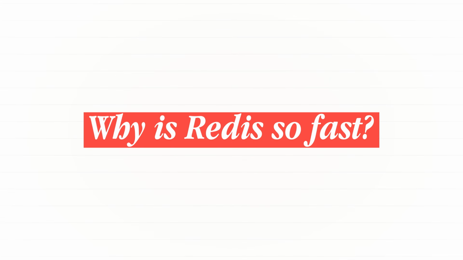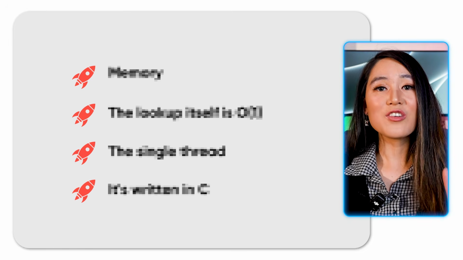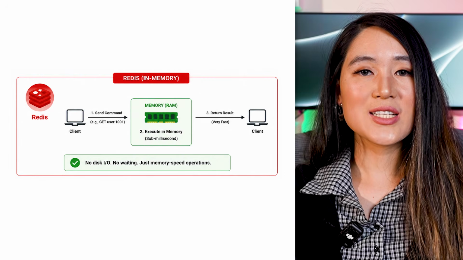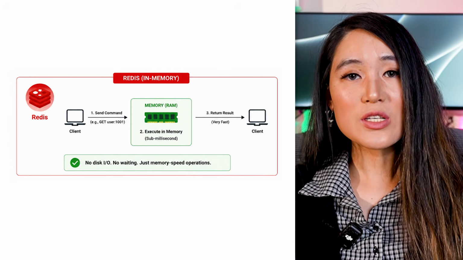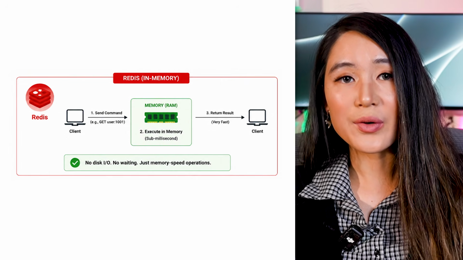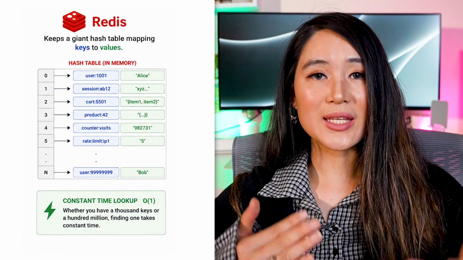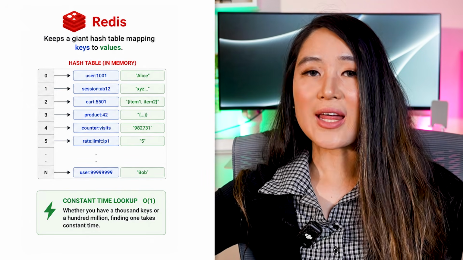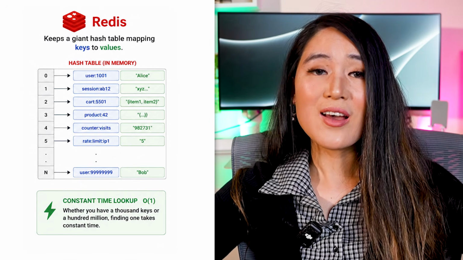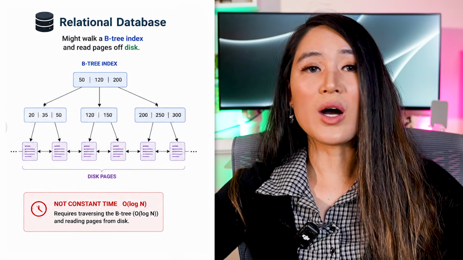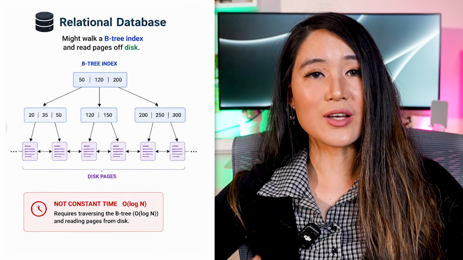Now, let's talk about why Redis is so fast. There are 4 fundamental reasons. Reason 1, memory. Obviously, every operation skips the disk entirely, so the slowest part of a typical database, I/O, just isn't there. Reason 2, the lookup itself is O of 1. Under the hood, Redis keeps a giant hash table mapping keys to values. Whether you're storing 1,000 keys or 100 million, finding one takes constant time. Compare that to a relational database that might walk a B-tree index and read pages off disk.